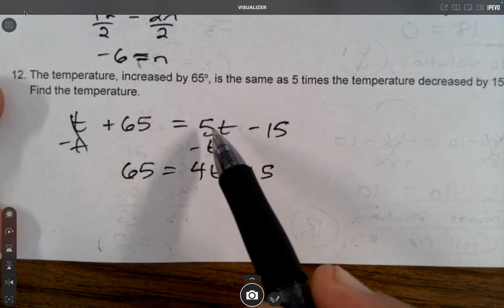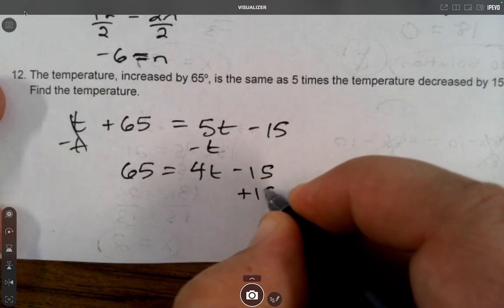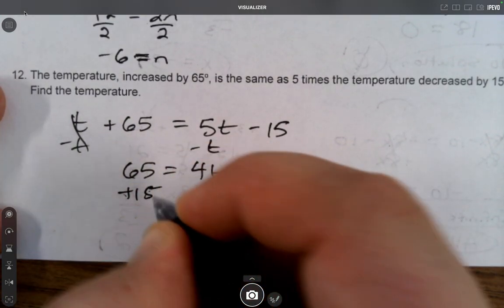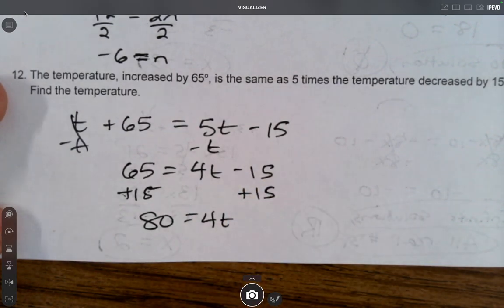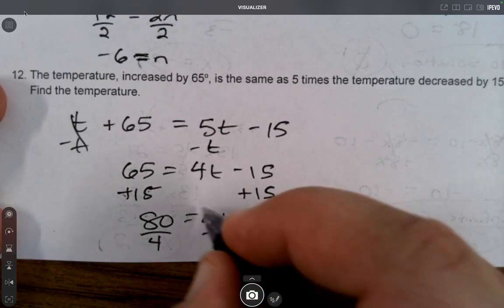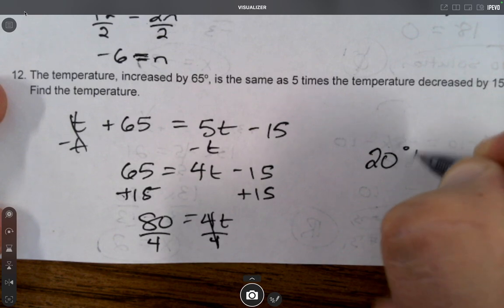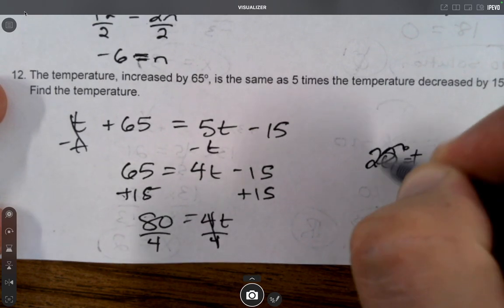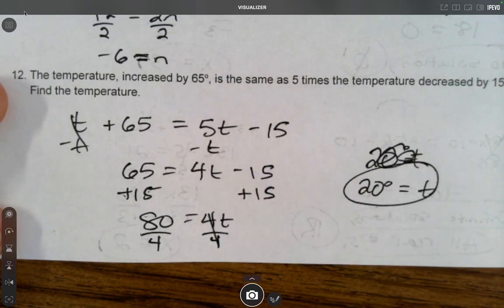Because remember, that's 5T minus 1T. Then we'll add 15 to both sides. We get 80 equals 4T. We divide both sides by 4. 80 divided by 4 is 20. So we find the temperature, try that again. Temperature is 20, so we find that T equals 20 degrees.